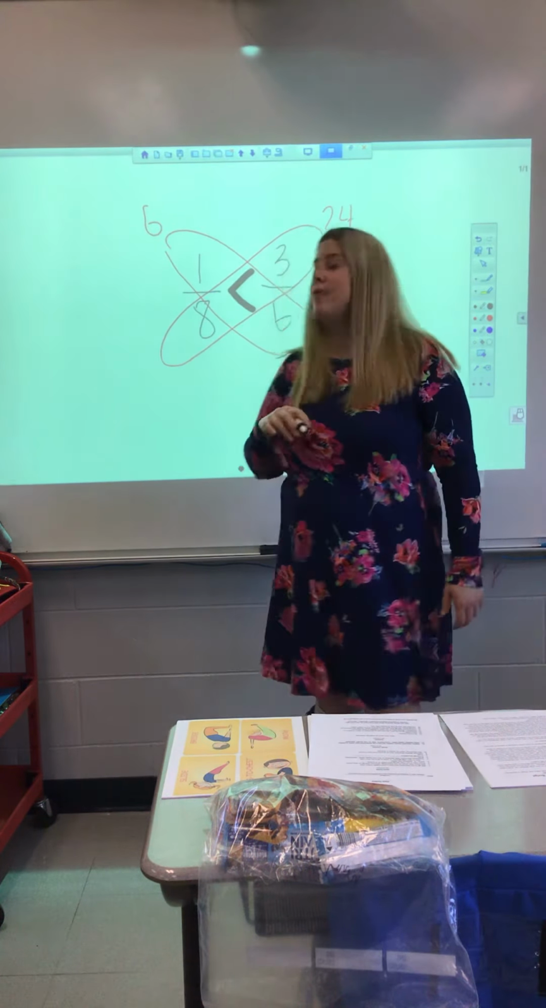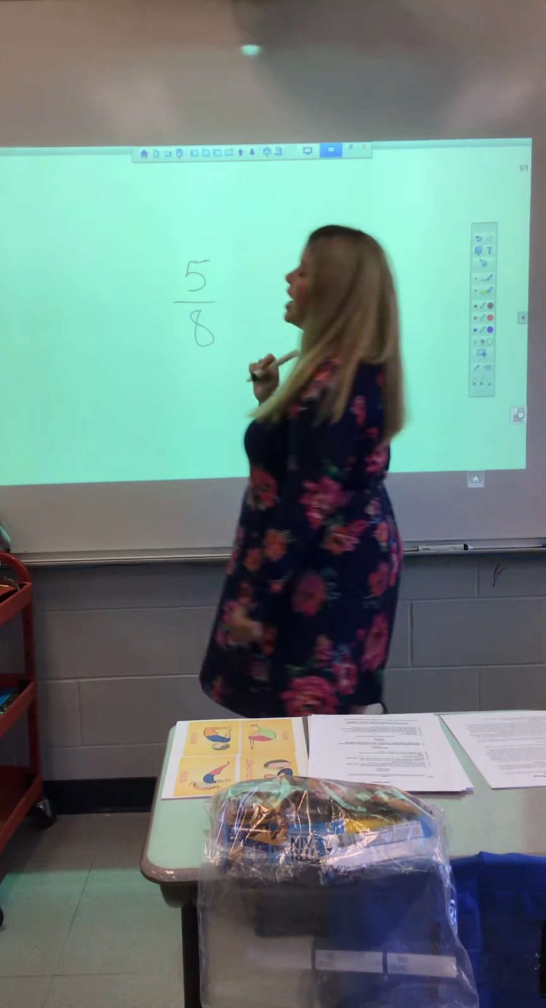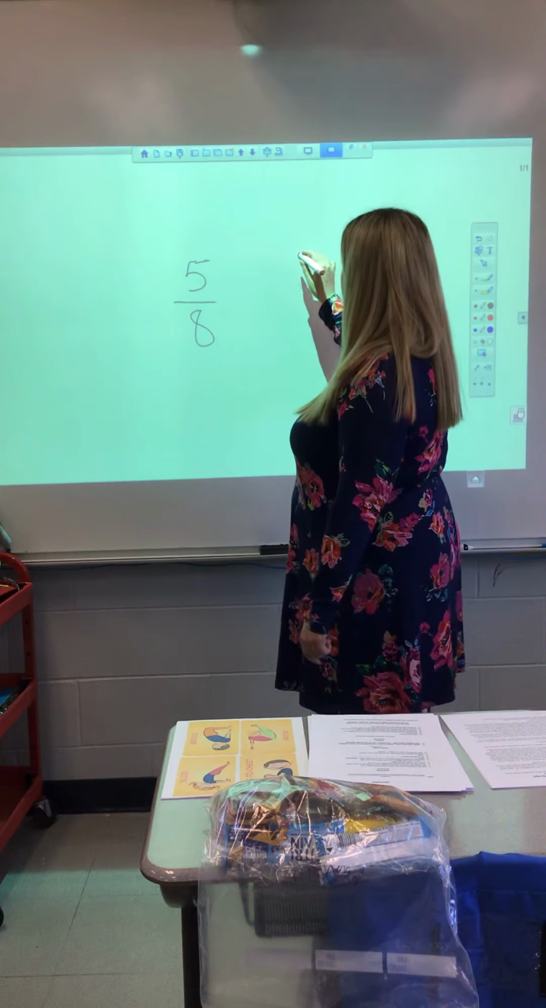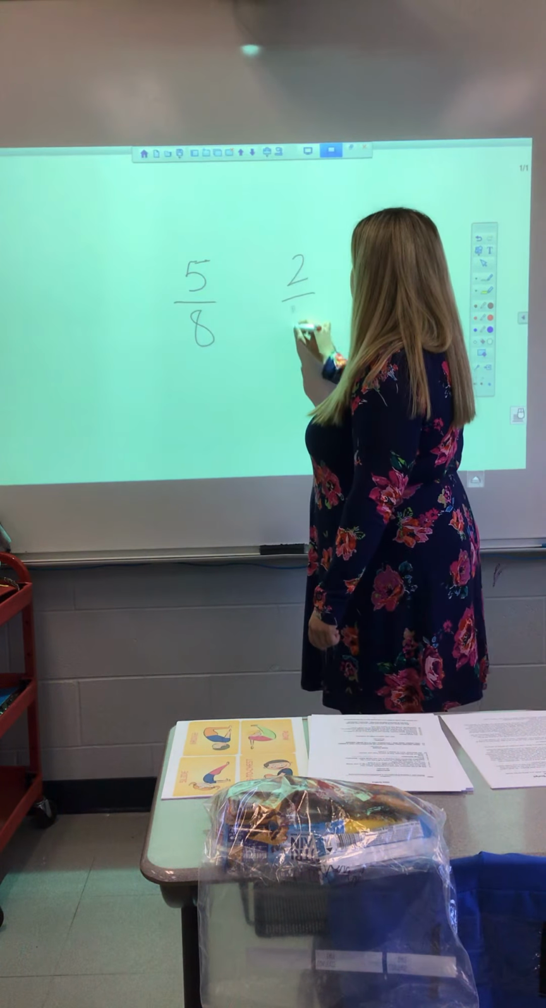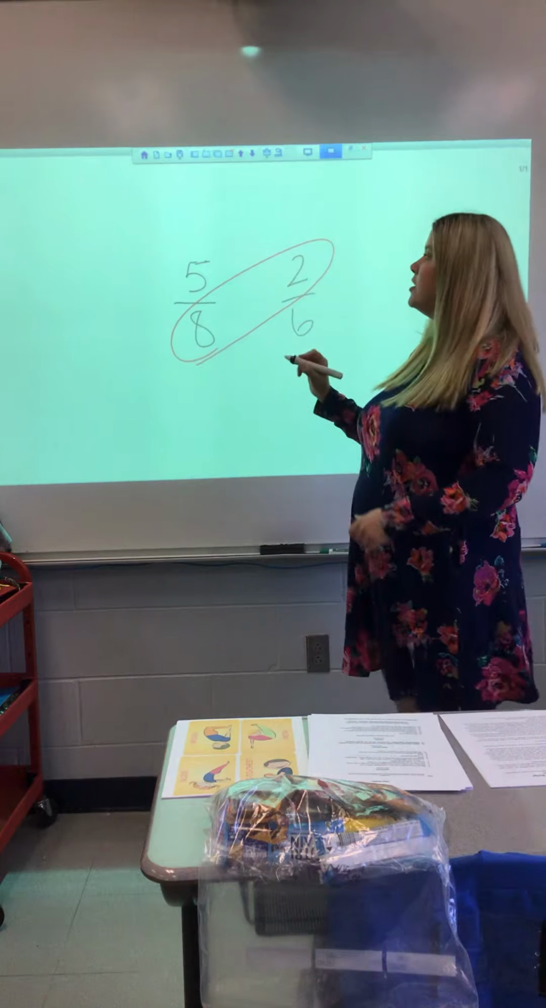Okay, what if I have 5/8? And I want to know, is it greater than, less than, or equal to 2/6? All right, what's the first thing that I need to do? Right, let's draw my butterfly. Okay, there's my first one.